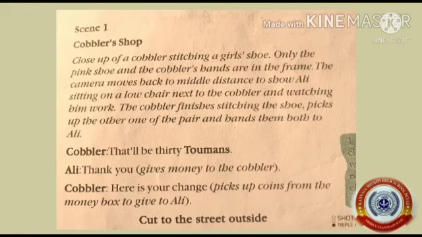Let me read the textbook. You listen carefully. Scene 1. Cobbler's shop. Close-up of a cobbler stitching a girl's shoe. Only the pink shoe and the cobbler's hands are in the frame. The camera moves back to middle distance to show Ali sitting on a low chair next to the cobbler and watching him work. The cobbler finishes stitching the shoe, picks up the other one of the pair and hands them both to Ali.